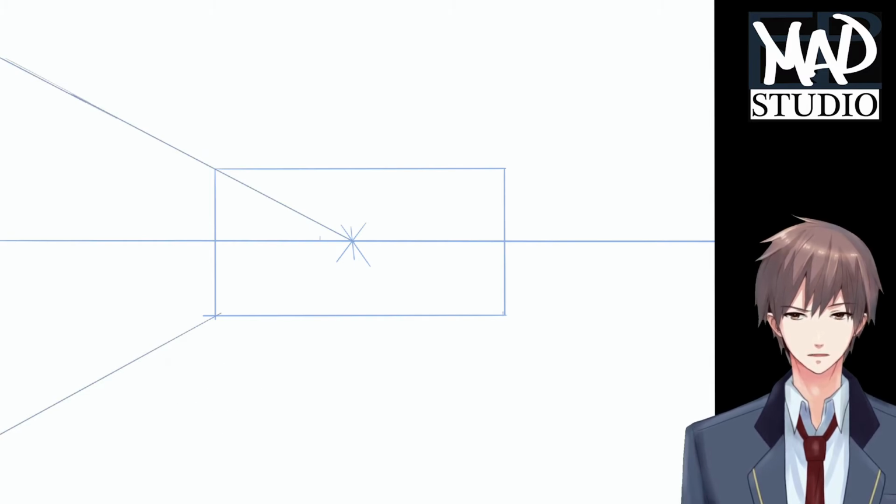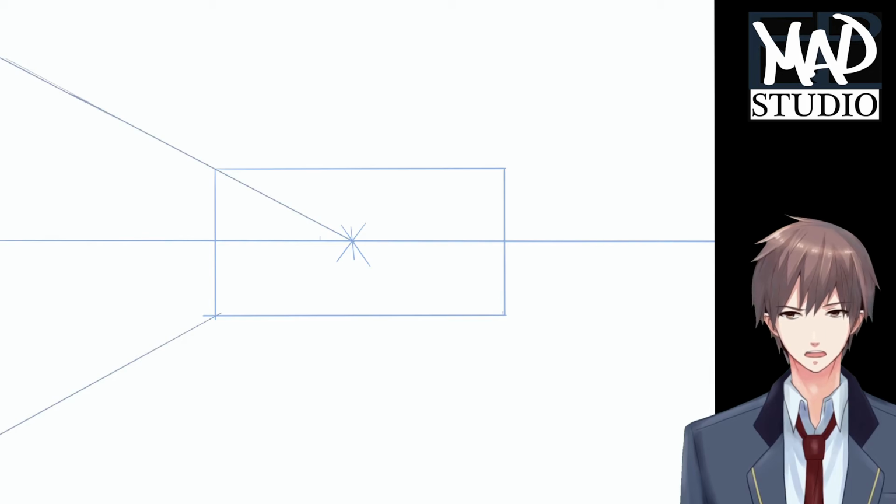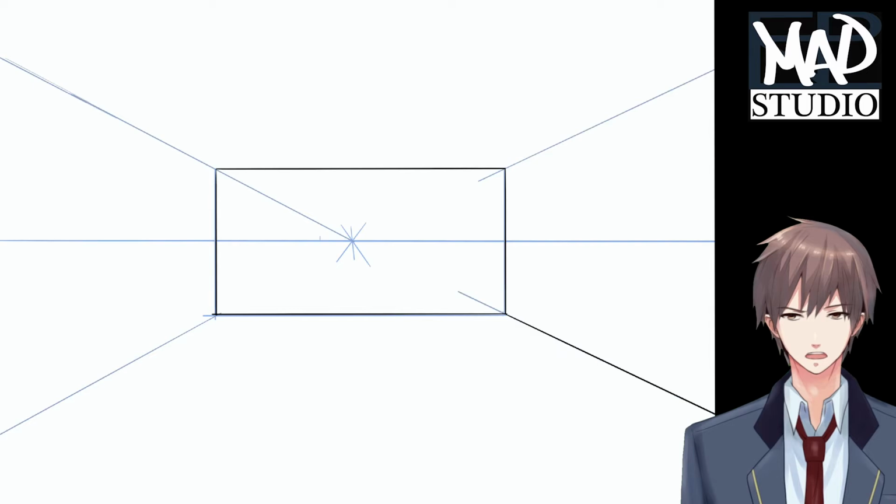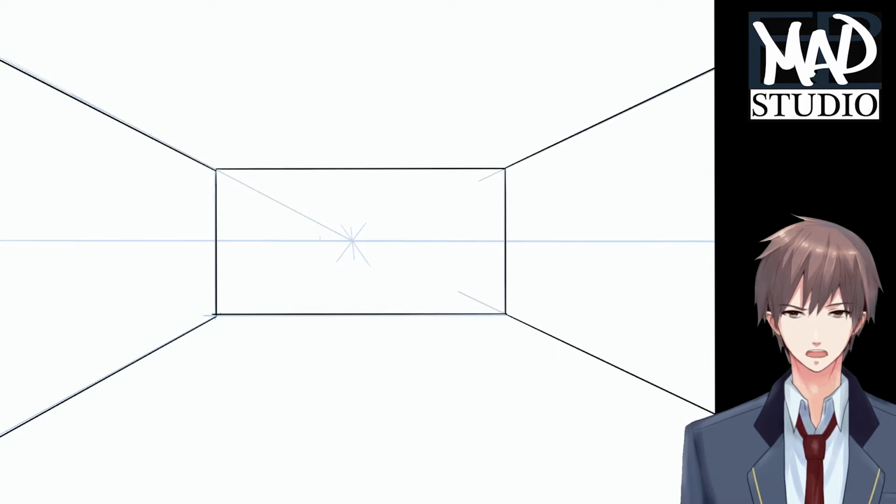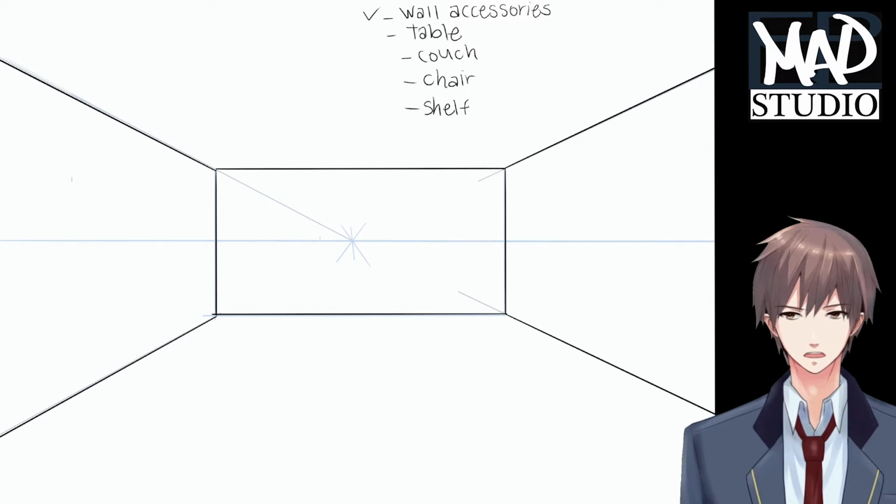First, let's make our room. Connect the corners of your shape to the vanishing point, then draw your line outwards like this. Okay, let's start off with the easiest to do, and that is the wall accessories. Wall accessories have a common set of steps.